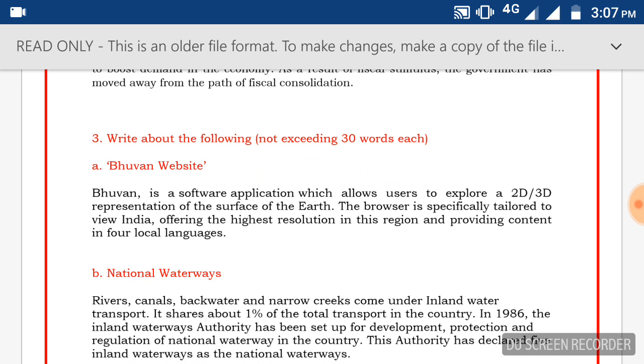So the GPS system, the GLONASS system. GPS has been developed by the USA and GLONASS by Russia. Similarly, Bhuvan is developed by ISRO. Bhuvan is a software application which allows users to explore 2D and 3D representations of the surface of the earth. Simply, it maps the surface in 2 dimensions and 3 dimensions, and the browser is specifically tailored to view India, that is, it is especially dedicated to India, offering the highest resolution in the region and providing content in 4 local languages. So kindly write in the comment box what are the 4 languages in which Bhuvan gives the information.